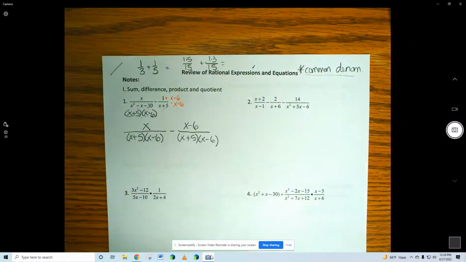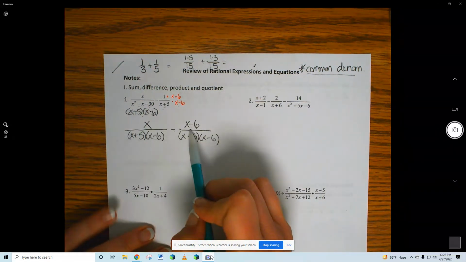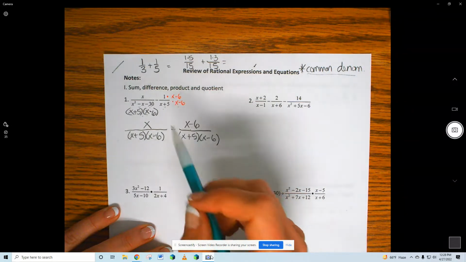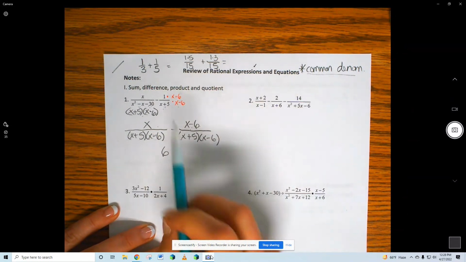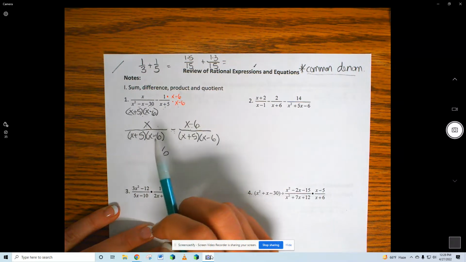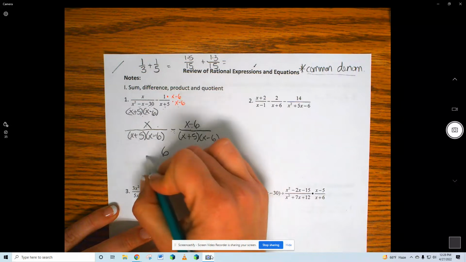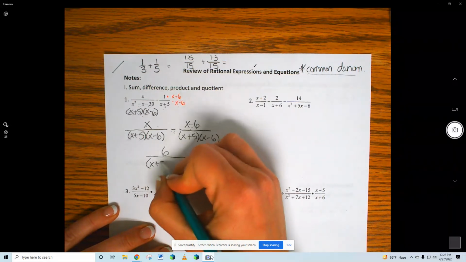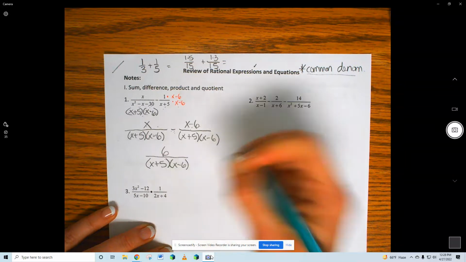And now that I have a common denominator, I can add the numerators. X minus x, nothing. And then nothing minus negative 6. Watch out for that sign, positive 6. Be careful. Your final answer is 6 divided by x plus 5, x minus 6.